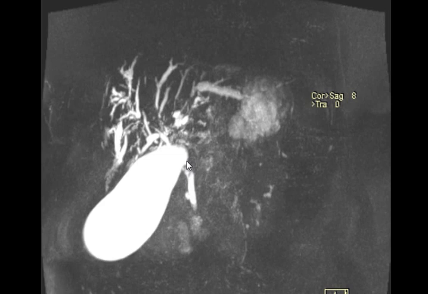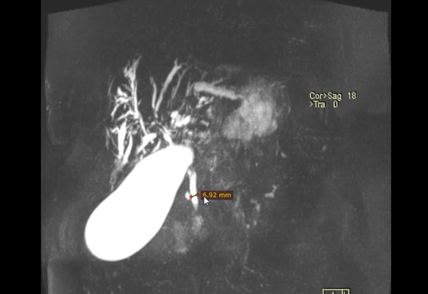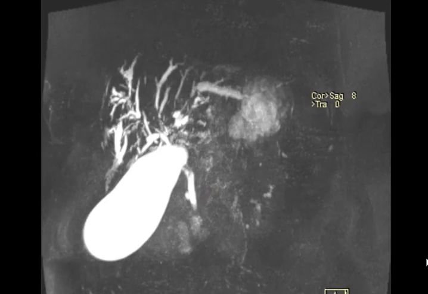Could be a Klatskin tumor, but it would not cause gallbladder dilatation. Wait, let's discuss it from the beginning, because it's 9 o'clock. First of all, we have splenomegaly. We have kind of hepatomegaly. We have prominent portal vein and variceal vessels, portal hypertension.